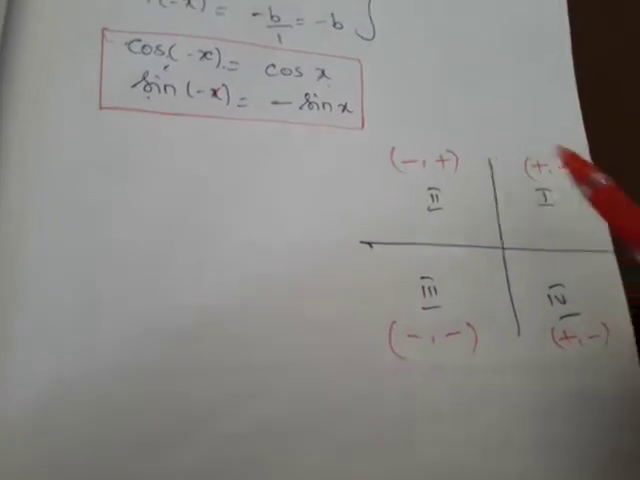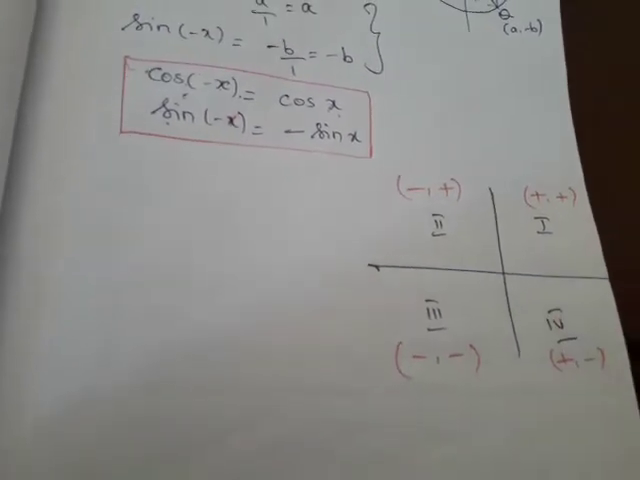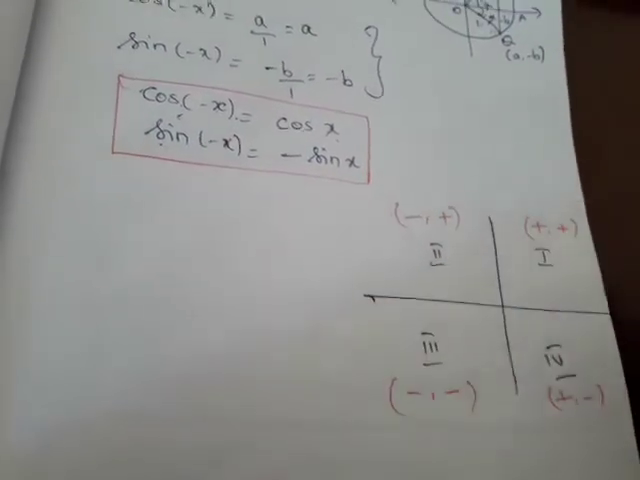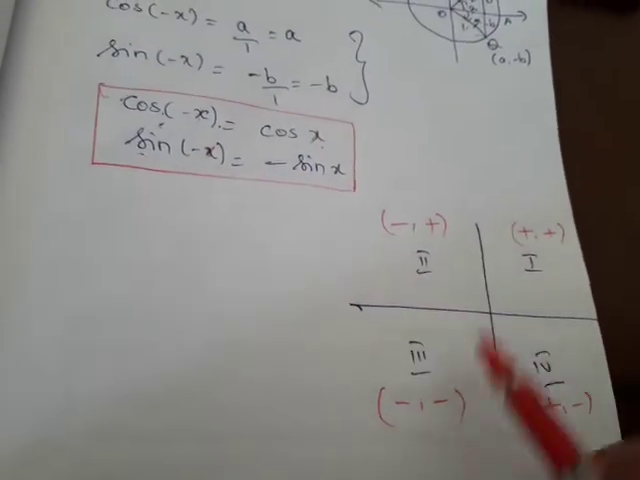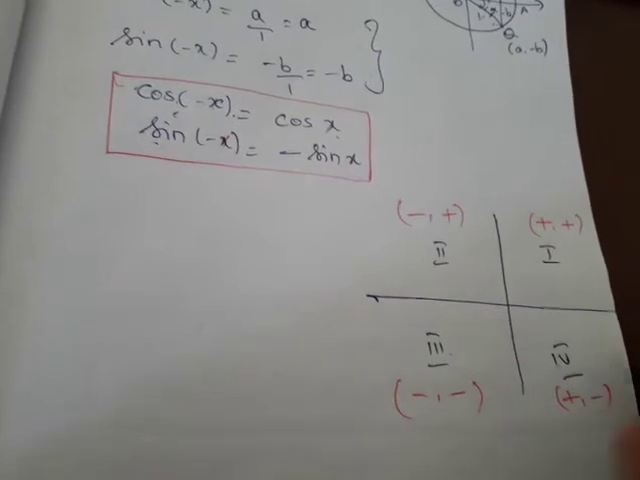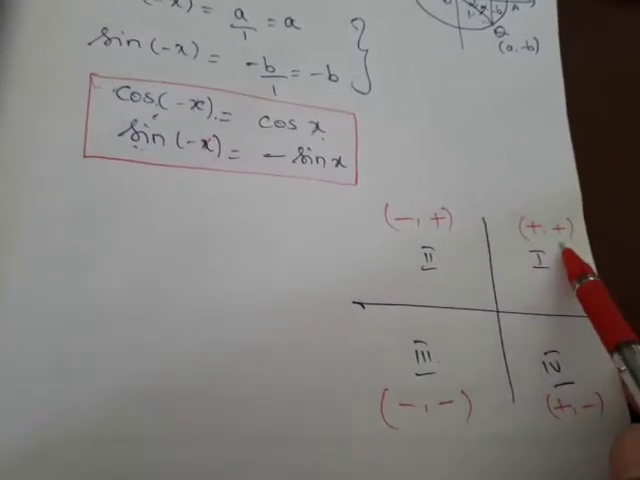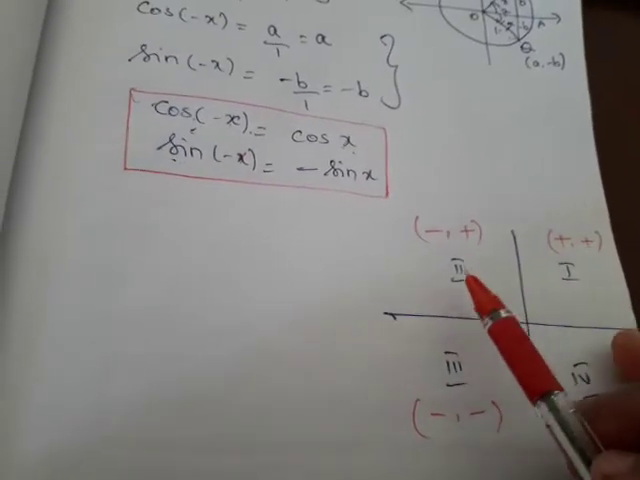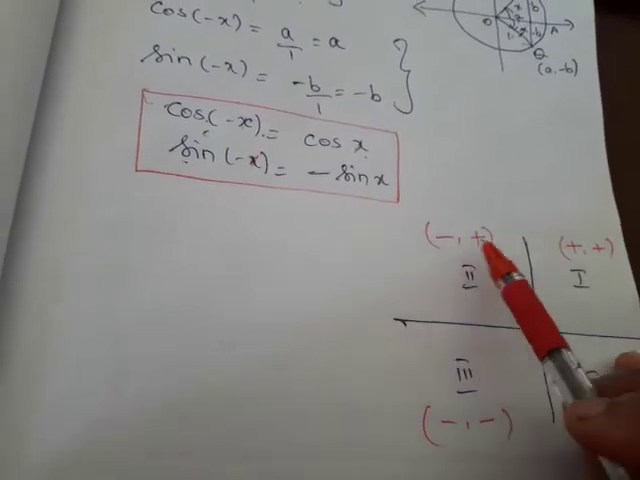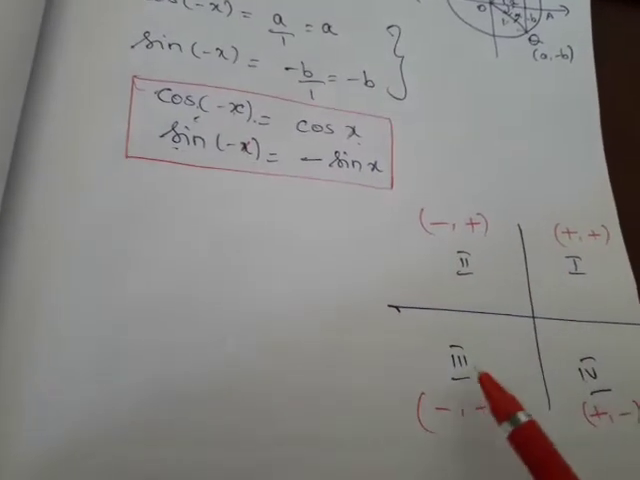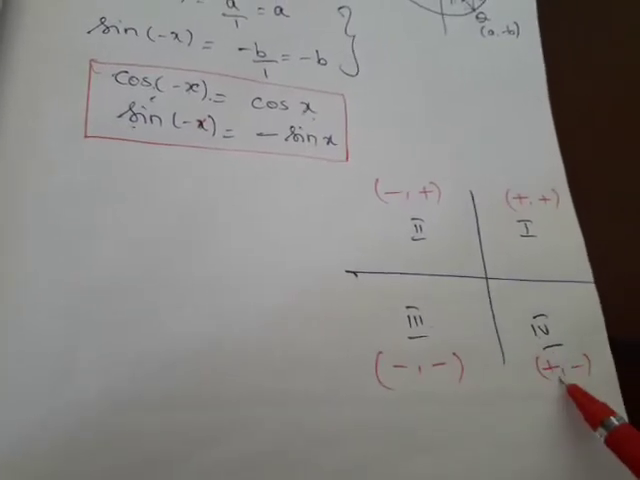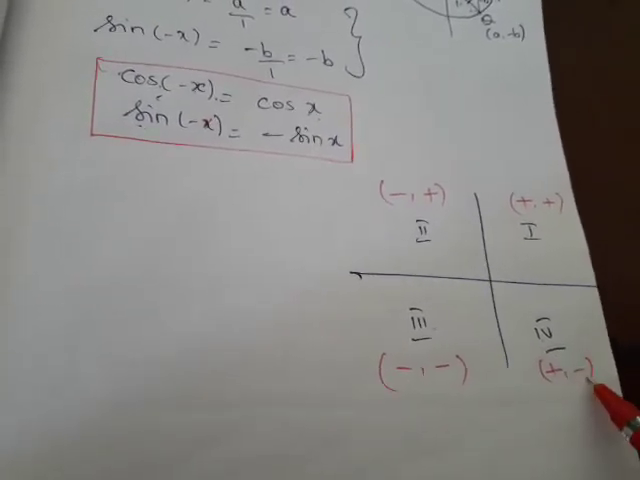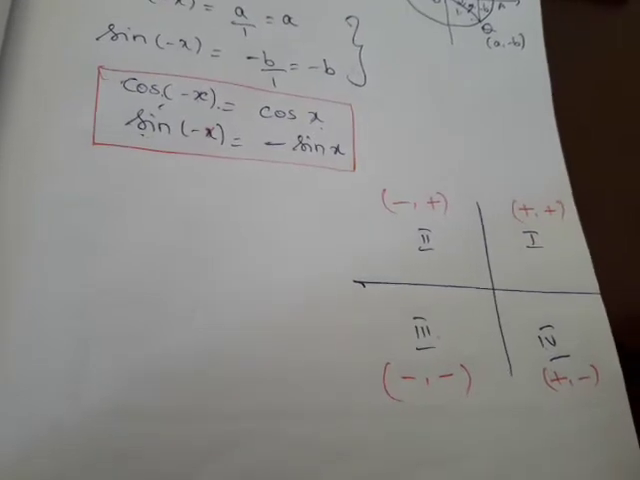Now let us analyze the signs of the trigonometric ratios. This we learnt in our previous classes itself. We know this is the first quadrant, second quadrant, third quadrant and fourth quadrant. In the first quadrant, both x and y values will be positive. In the second quadrant, x value will be negative, y value will be positive. In the third quadrant, both will be negative, and in the fourth quadrant, x value will be positive and y value will be negative. This we know already, right?